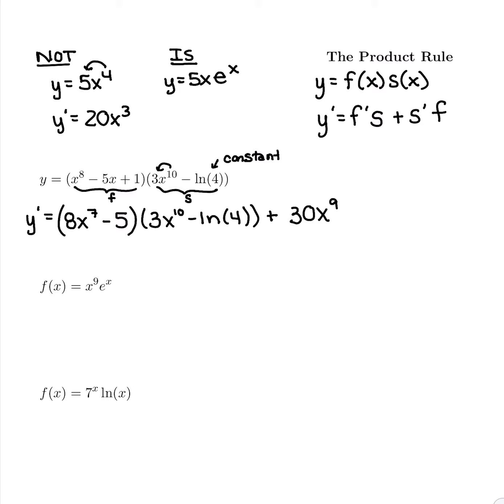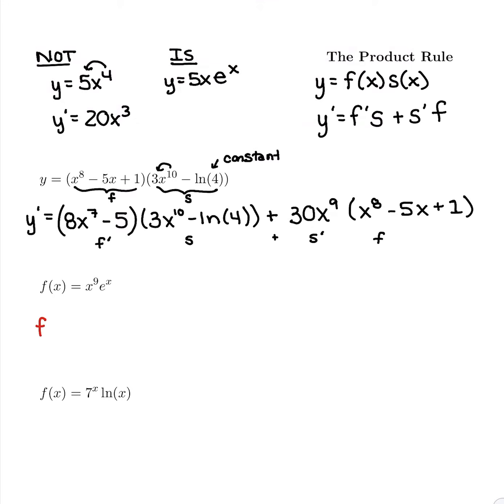So there's the derivative of the first times the original second, plus the derivative of the second. That gets multiplied by the original first: x to the eighth minus 5x plus 1. There's my original first. So we know we're done. We could do that again.